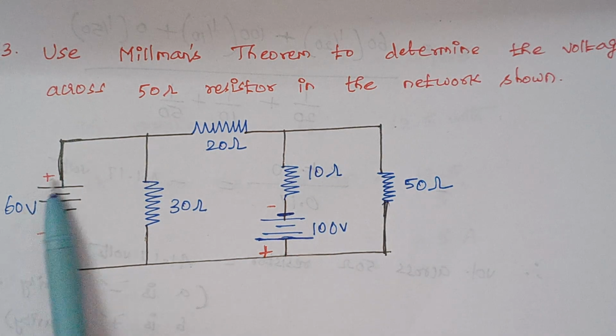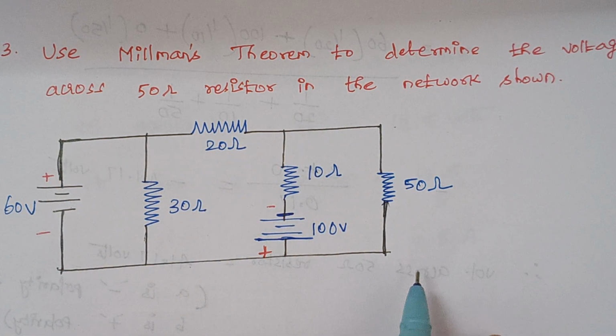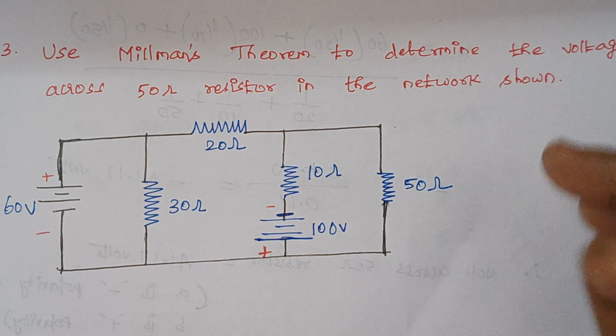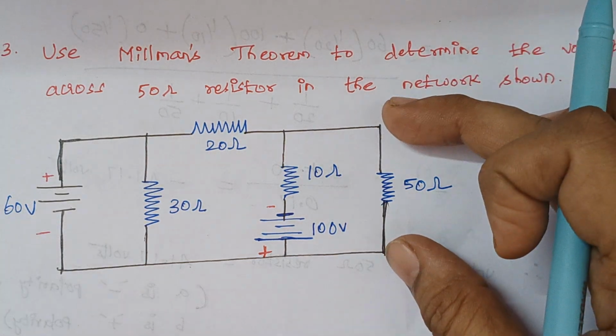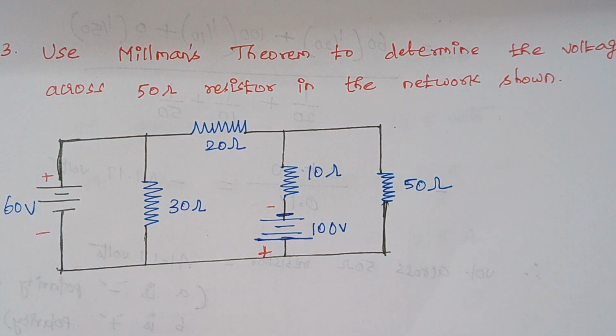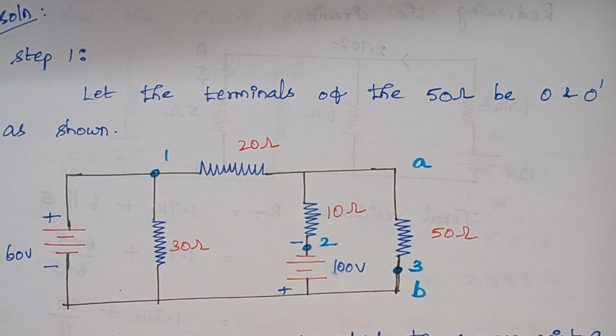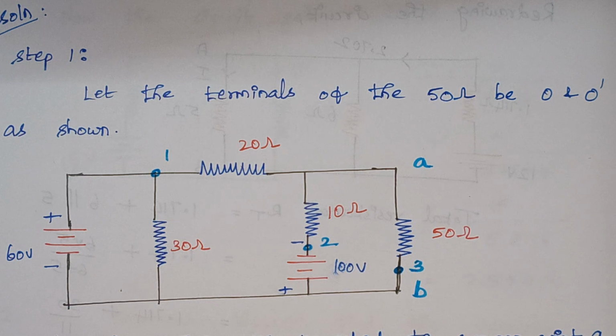The problem is: use Millman's theorem to determine the voltage across the 50 ohm resistor in the network shown. So here this is the given circuit diagram and we are expected to calculate the voltage across this 50 ohm resistor. Right. So here we are just marking the terminals. I'll tell you why we are marking terminals.